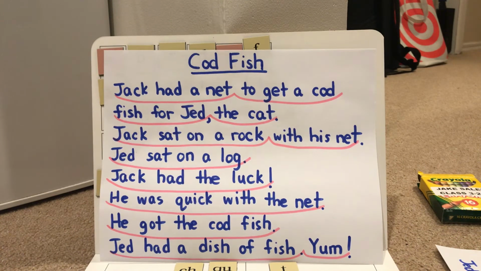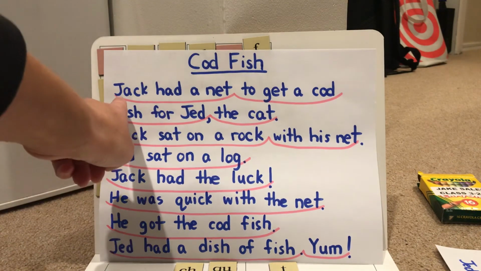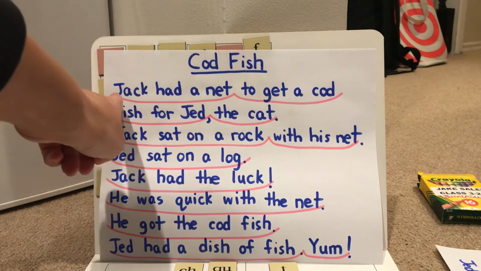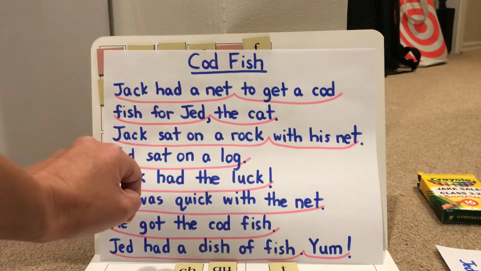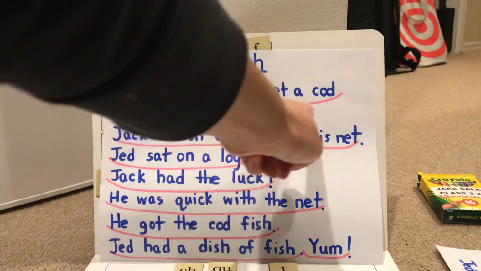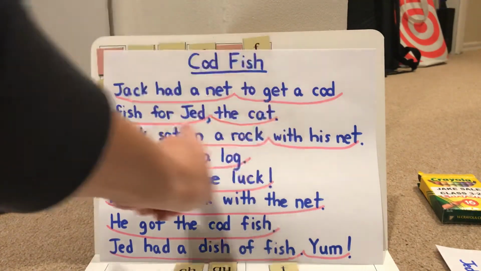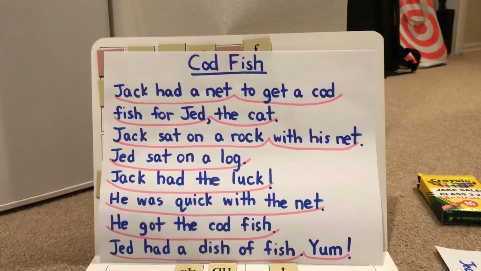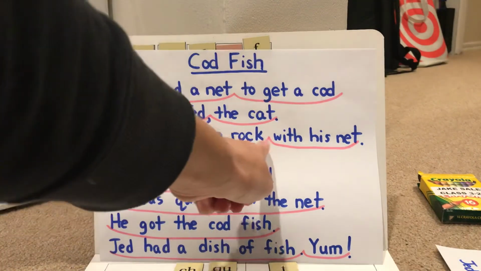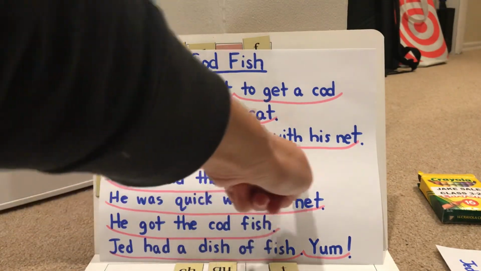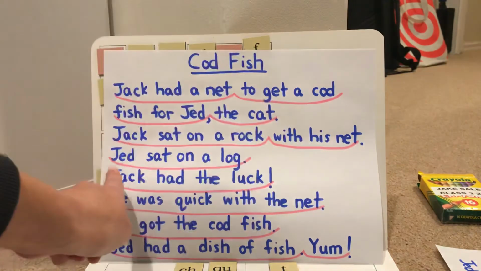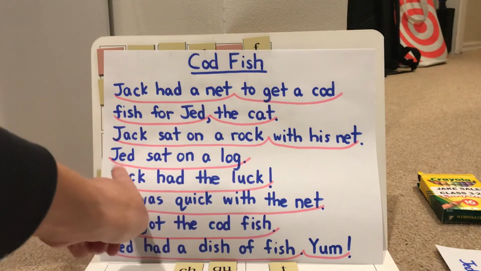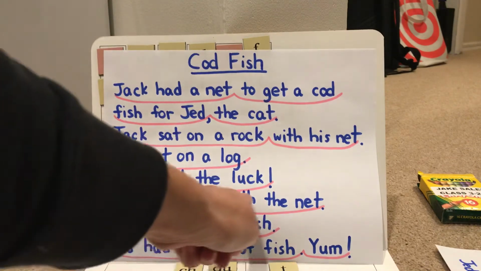All of the words are trick words that you can read or words that you can tap out. Let's have you repeat the sentences after I read them. Or the phrases. Jack had a net. Your turn. To get a cod. Fish for Jed. The cat. Jack sat on a rock with his net. Jed sat on a log. Jack had the luck.